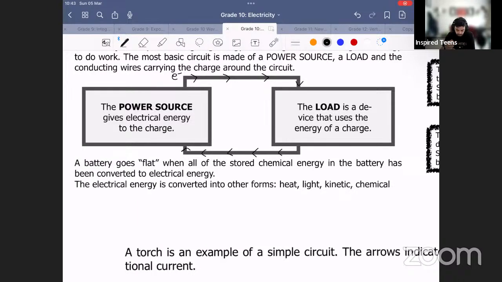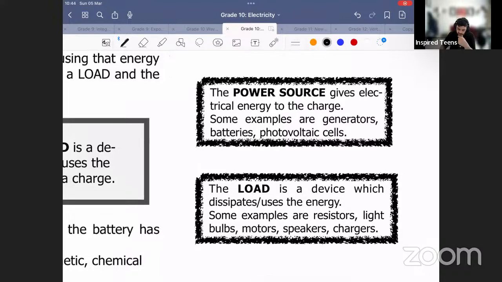Then it says a battery goes flat when all of the stored chemical energy in the battery has been converted to electrical energy. The electrical energy is converted into other forms: heat, light, kinetic, and chemical. So inside the battery we have chemical energy, which is converted into electrical energy. When all of that energy has been used, we say the battery is flat. The conversion happens via the load. Whatever the electricity is utilized for, that's what the energy is converted to.